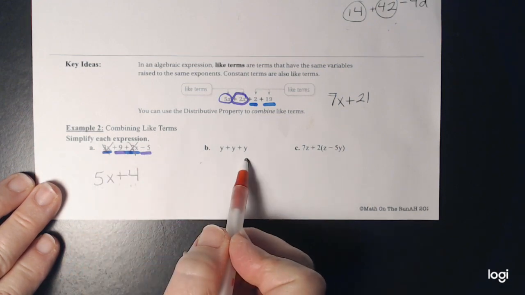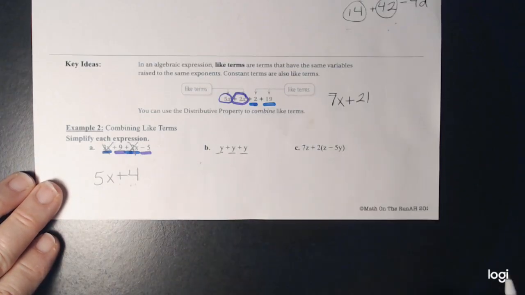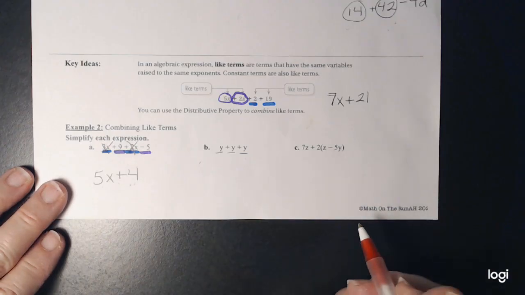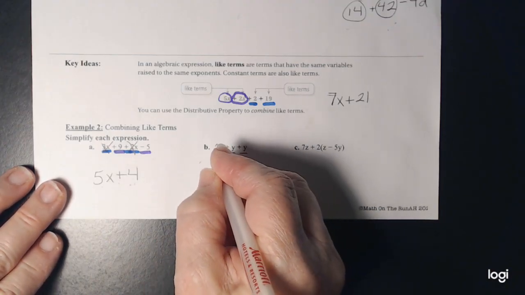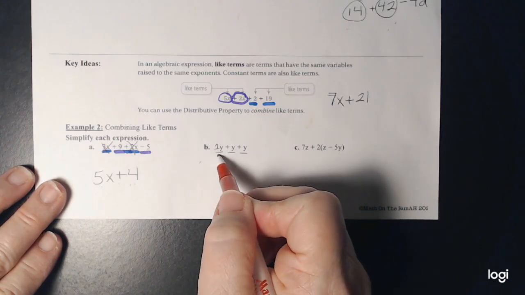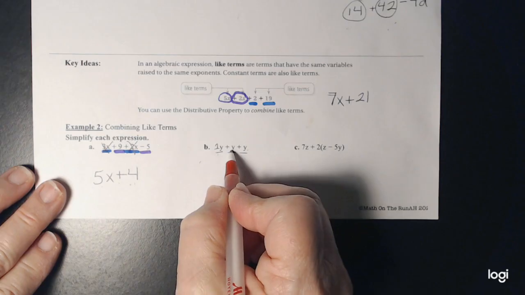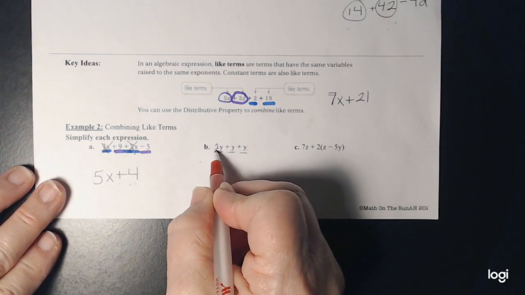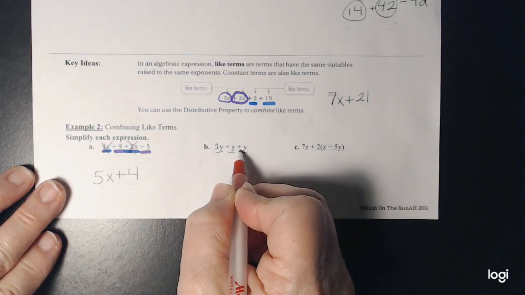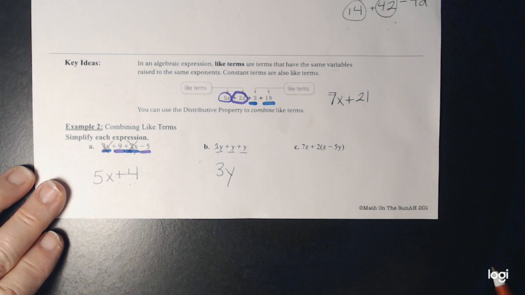All right, let's look at this one. Every single term, all 3, are y's, so those are all like terms. In front of each y is a coefficient. It's a very hidden number 1. We don't write a number 1 in front of it because we can see that it's 1. So if this is 1y, 1y, 1y, and they're all pluses, 1y plus 1y plus 1y makes a total of 3y's.